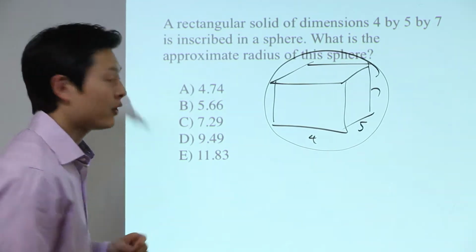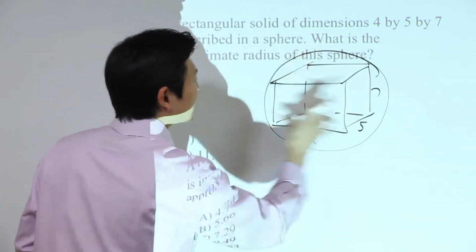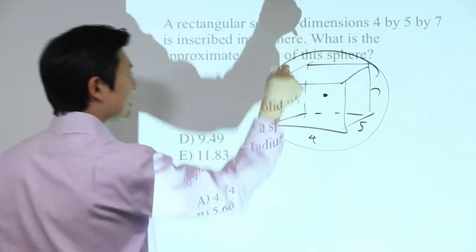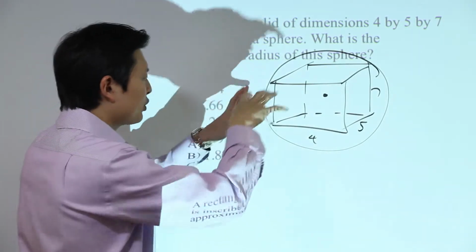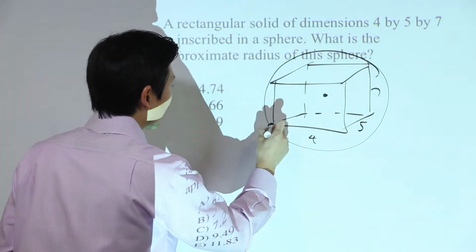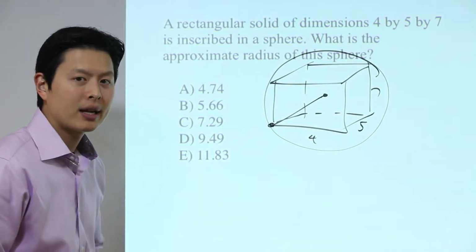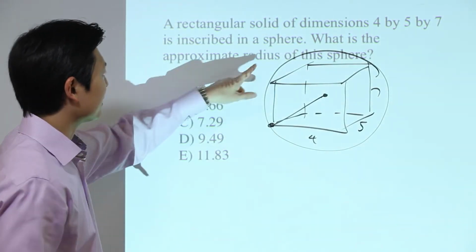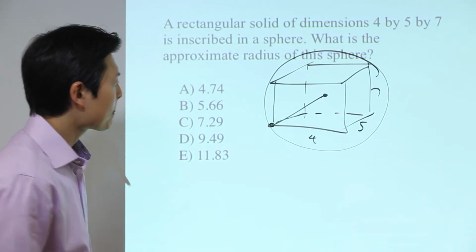The radius of the sphere goes from the center of the sphere, which is also the center of this rectangular box floating inside the sphere. To find the radius, I just have to come out to any part of the surface of the sphere, which can be right there. That point is touching. Therefore, that is the distance I would be looking for to find the radius of the sphere. So once again, it's a super Pythagorean theorem problem.